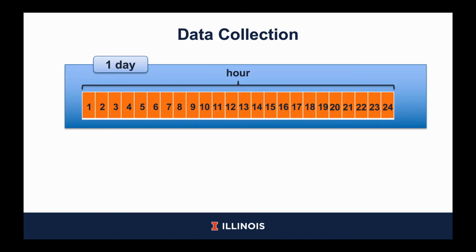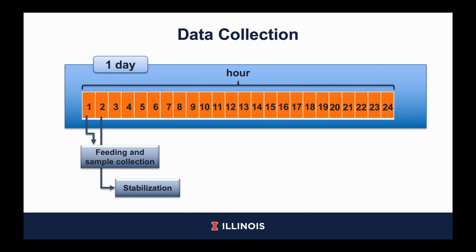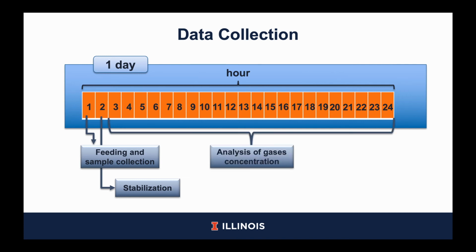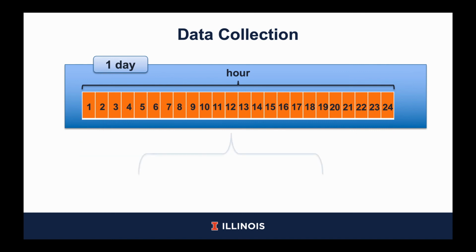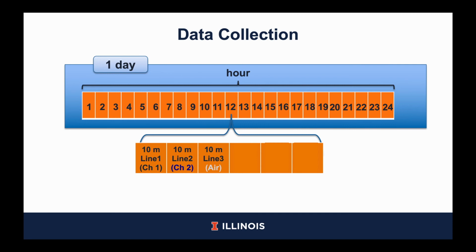In a period of 24 hours, the first hour is used for feeding and sample collection, and the second hour is used for stabilization of the conditions. The other 22 hours will be the period for collection. And if we take, for example, hour 12, we can see that we measure 10 minutes per line, and this process is repeated within the hour.